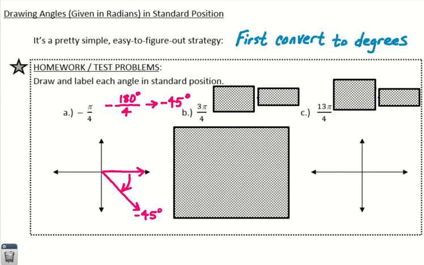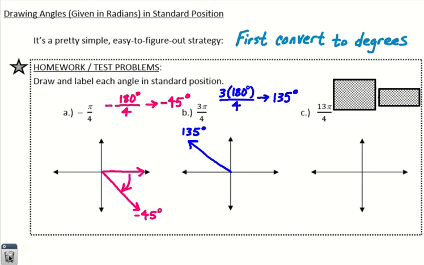Anyway, moving on, 3 pi over 4. Well, we're just going to plug in 180 for pi and do 3 times 180 divided by 4 and get 135. Okay, where is 135 degrees? Remember, if this is 0 and that's 90 and that's 180, where's 135? Right there. And again, let's always make it a point to include that arrow. That's a positive angle. Okay?